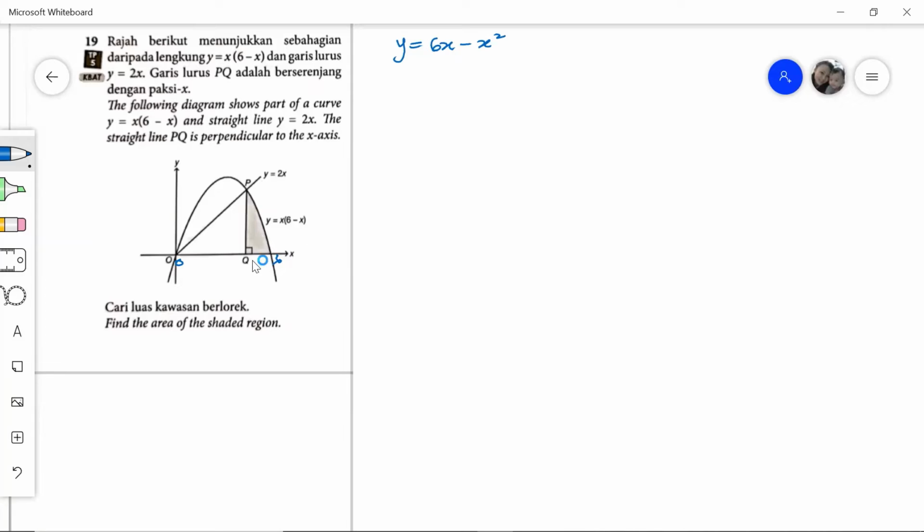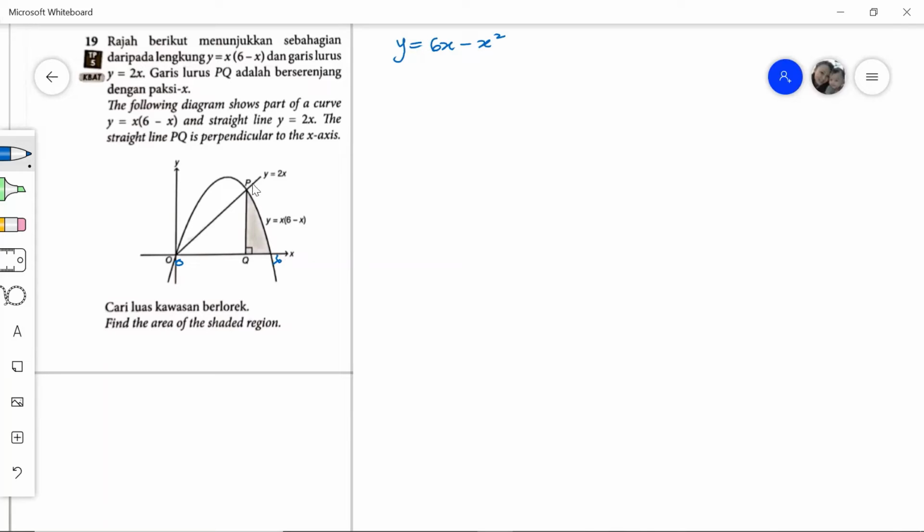So in this case, we just need to integrate from this point to here, because the area of the shaded region is bounded by the curve, the PQ and the x-axis. The area under the curve will be the area below the curve towards the x-axis. Therefore, the integration should be y dx. So then we have to find the boundaries on the x-axis.